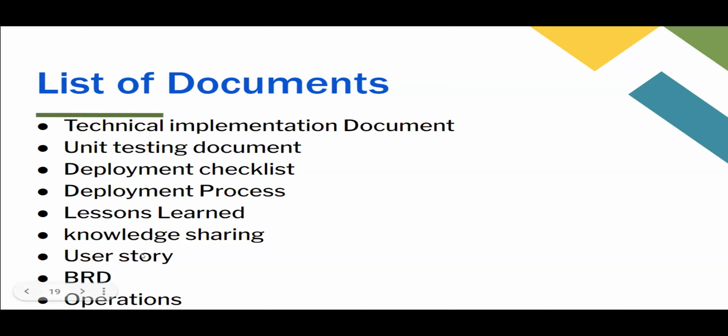We have a user story which is created at the start of the sprint, where we split the user stories and assign them as tasks to different developers. BRD is a business requirement document which we got from the product owner. And we also maintain a document for operations, which includes login and log off time of all the team members.